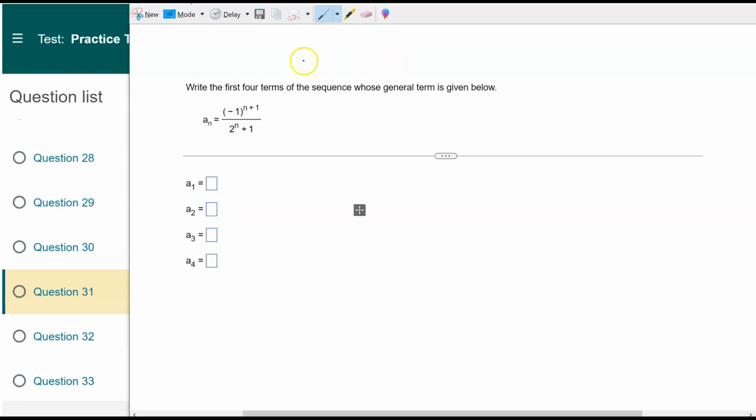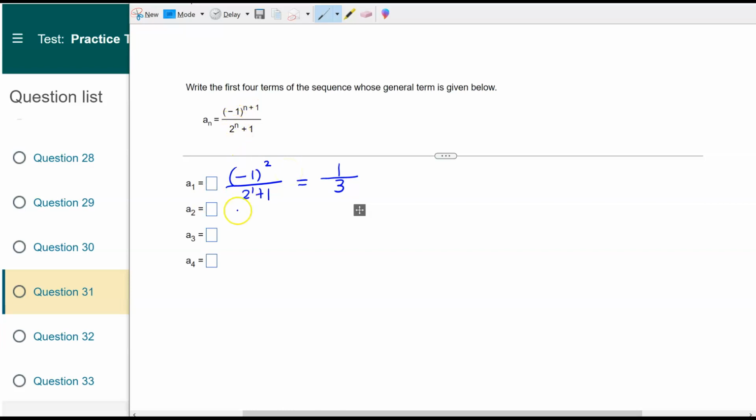You get the first 4 terms of the sequence given the general term of the sequence. I'll go ahead and show you how to do this. So if it's a sub 1, that means n is equal to 1. So that means you're going to evaluate -1 to the 1 plus 1, so that's squared, all over 2 to the first power, which is just 2, plus 1 is 3. So 2 to the 1 plus 1. Now, if you have -1 raised to an even power, that means positive. So +1 over 2 plus 1 is 3. So the first term is 1/3.